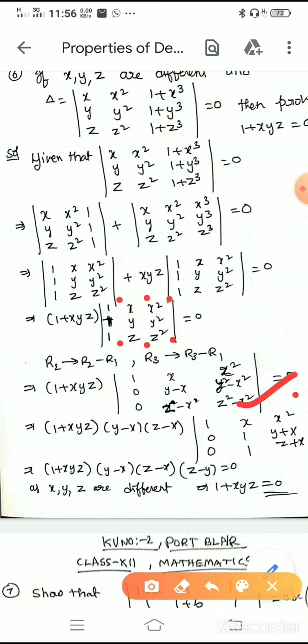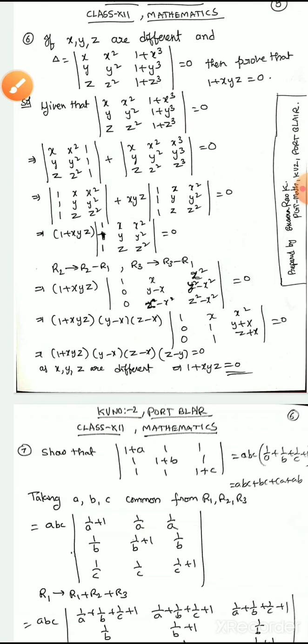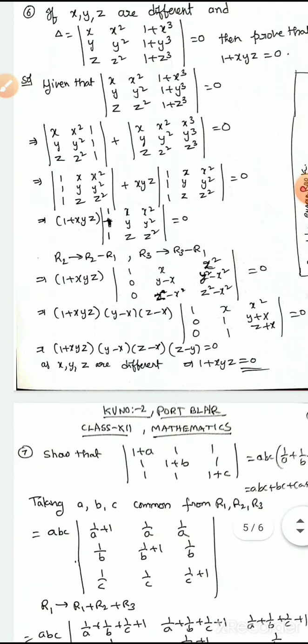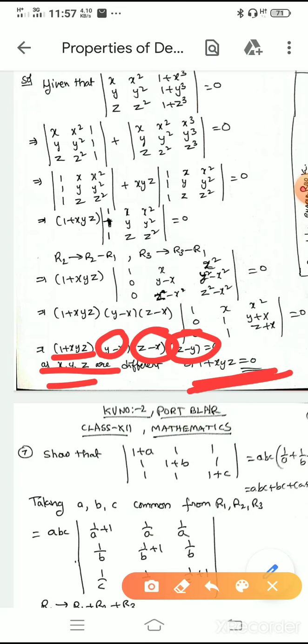Then this y square minus x square is y plus x into y minus x, z square minus x square is z plus x into z minus x. So y minus x, z minus x take common. Then you write 1 x square 0 1 y plus x 0 1 z plus x is equal to 0. Then after that open the determinant, you get like this. Since x y z are different, you can write 1 plus x y z must be 0. When x y z are different, this y minus x is not 0, z minus x is not 0, z minus y is not 0. That means 1 plus x y z must be 0.